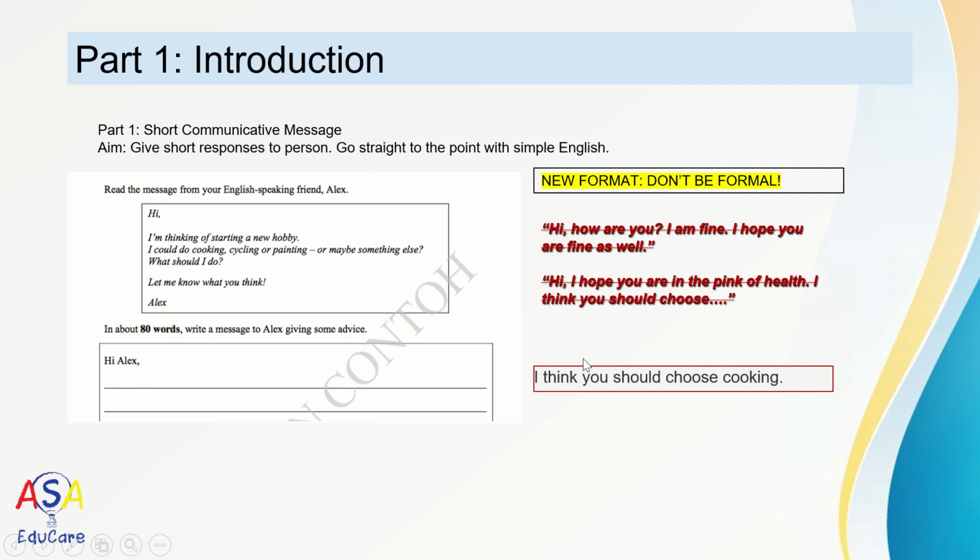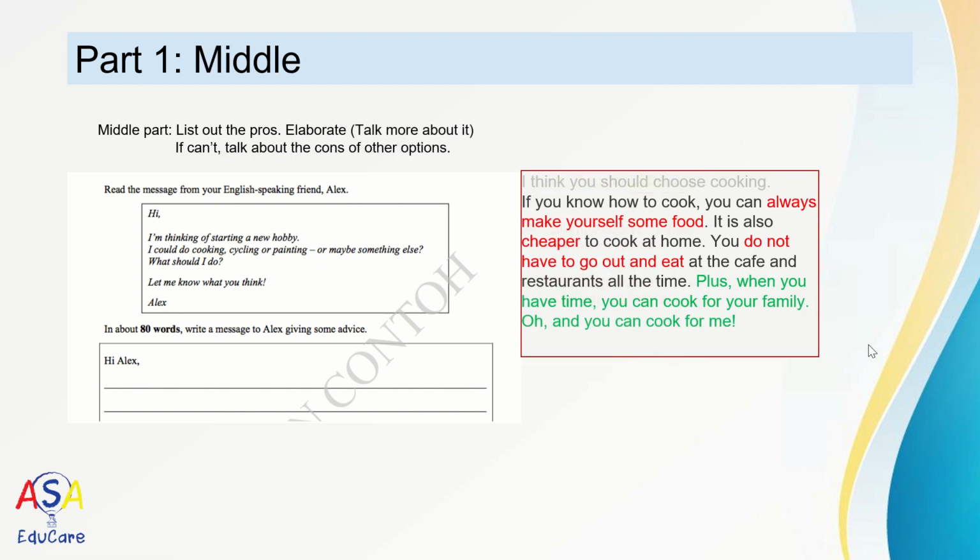Should is a good word because you're suggesting. 你要建议 this option. You want to suggest this option. So you put I think you should choose cooking. Okay? Introduction. Very simple. One sentence. Okay? The middle part should be the most.